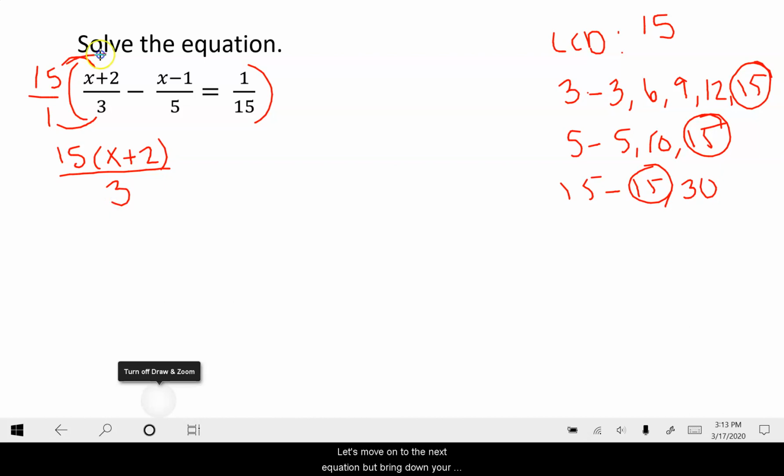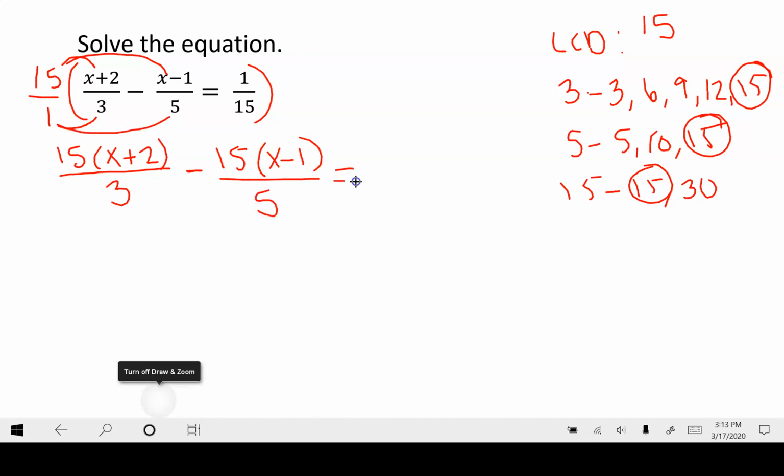Let's move on to the next fraction, but bring down your subtraction sign. 15 times x minus 1, multiply the bottom. 1 times 5 is 5. Bring down your equal and multiply the last part of our equation. 15 times 1 is 15. Multiply the bottom. 1 times 15 is 15.